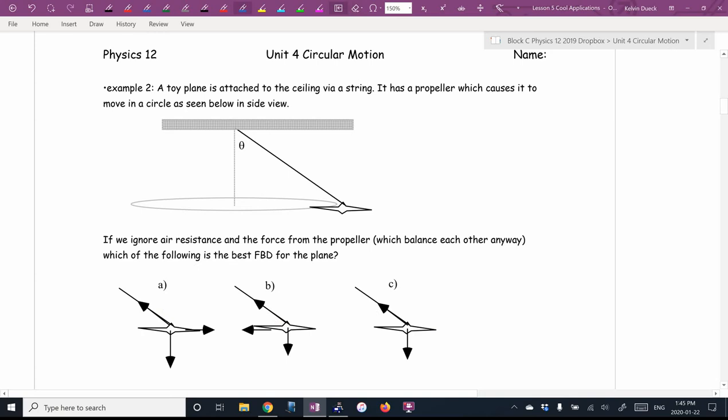Ironically, you know what this is a good job for? I think a free body diagram. So let's label this picture. What are the forces acting on the airplane? Get the obvious one.